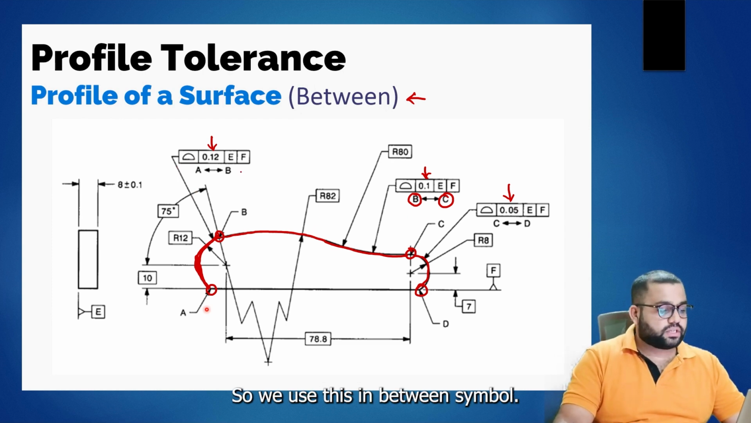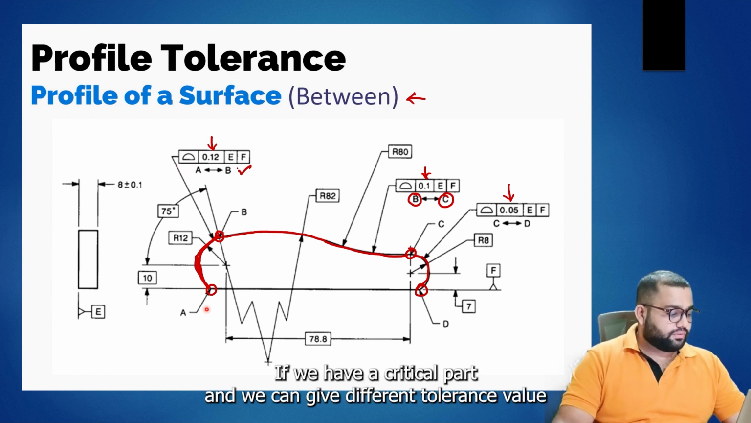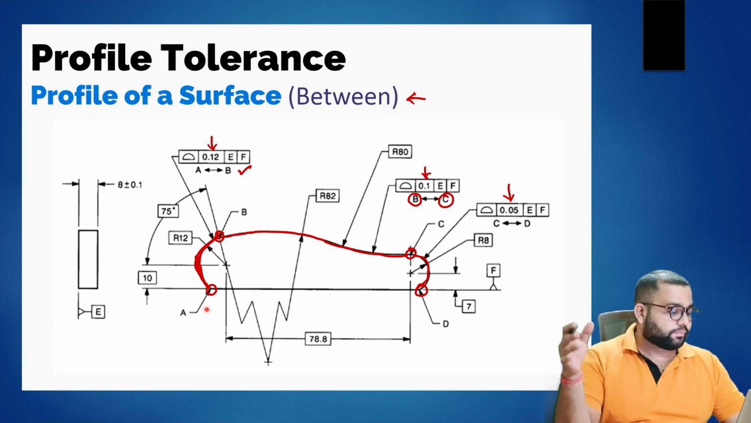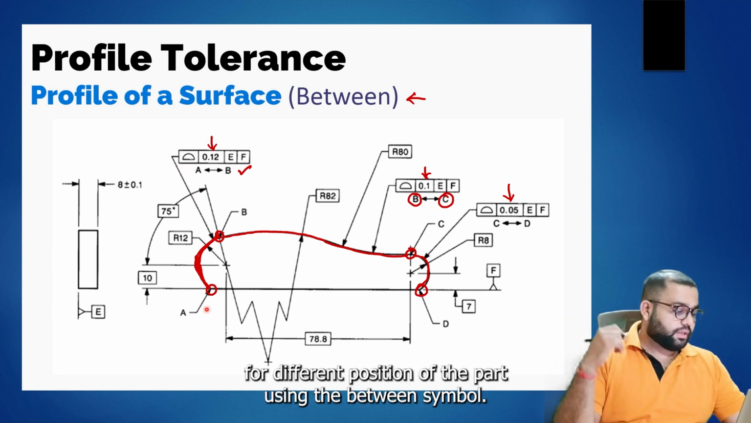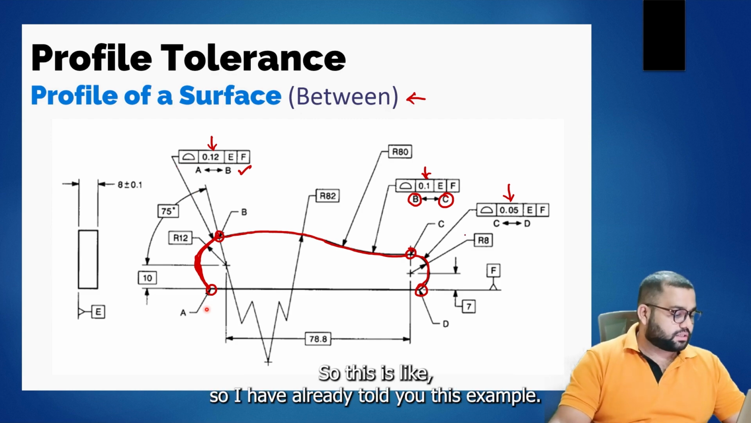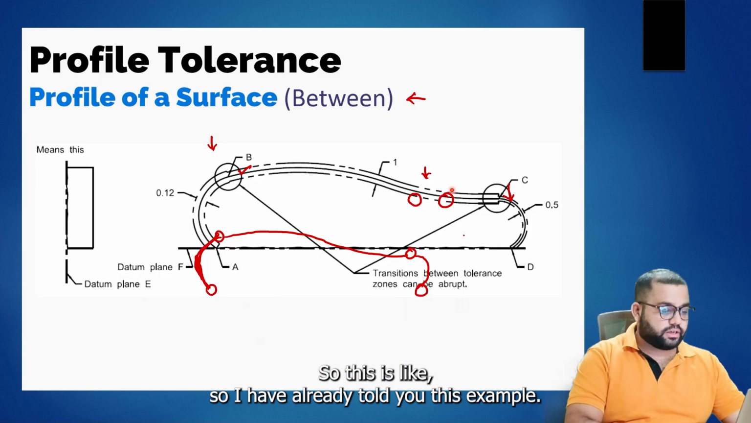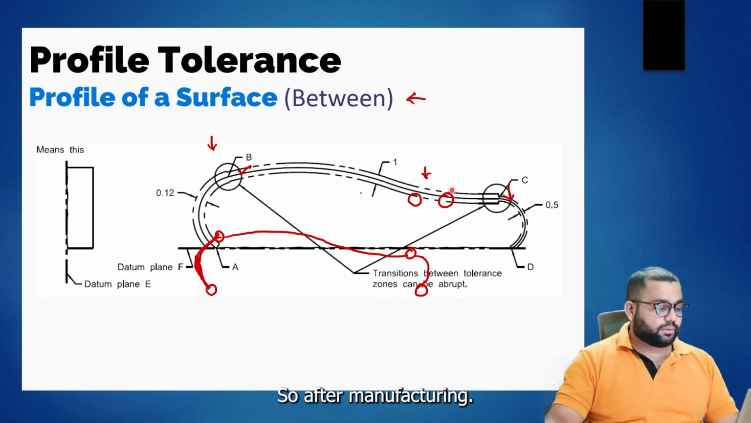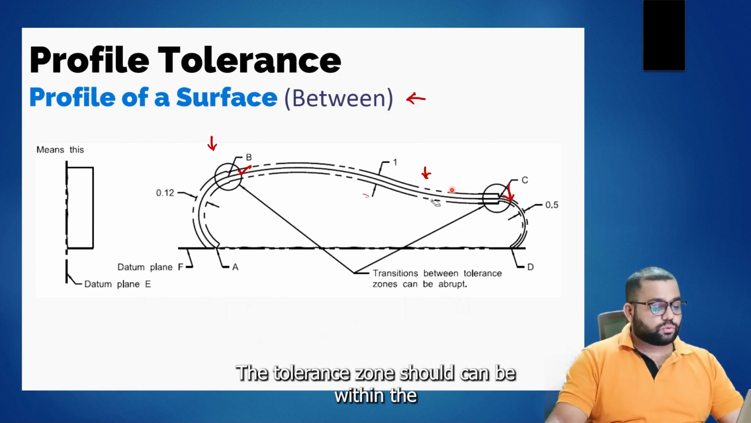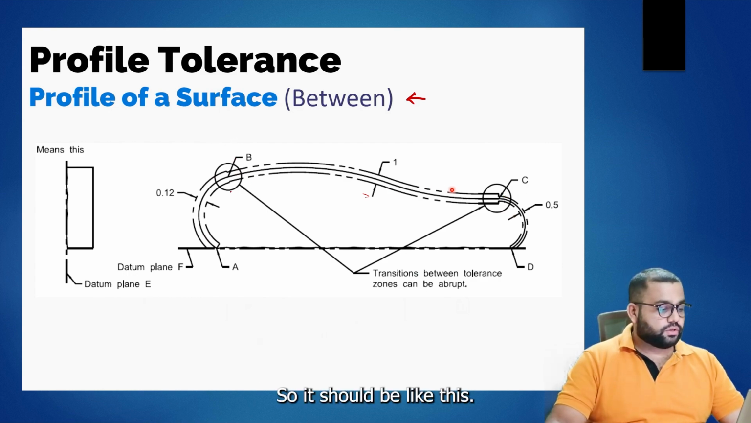So this is how we divide the tolerance zone within the same part. We use this between symbol if we have a critical part, and we can give different tolerance values for different positions of the part using the between symbol. I have already told you this example. After manufacturing, the part should be within the tolerance zone, so it should be like this. The transition between tolerance zones can be abrupt.